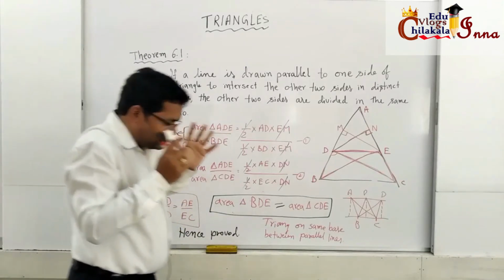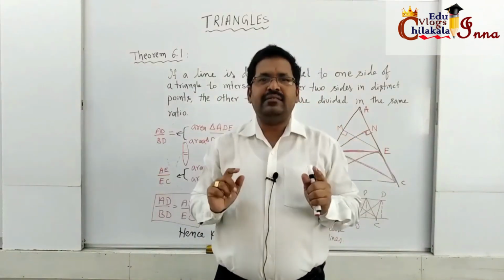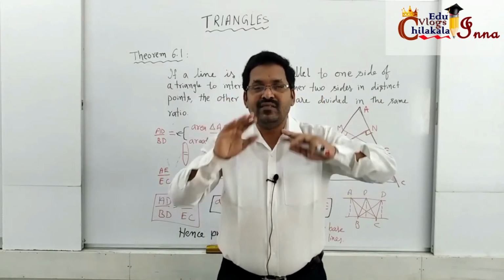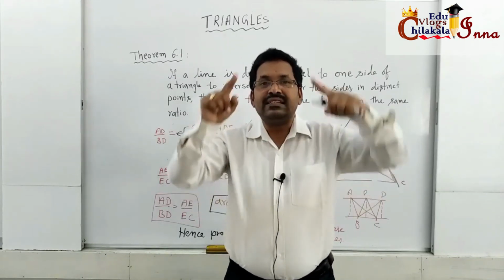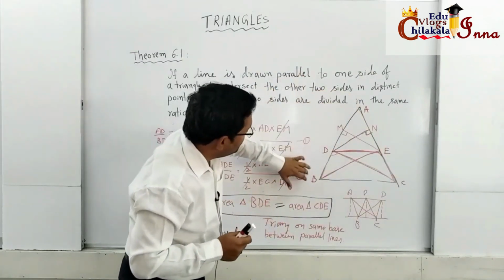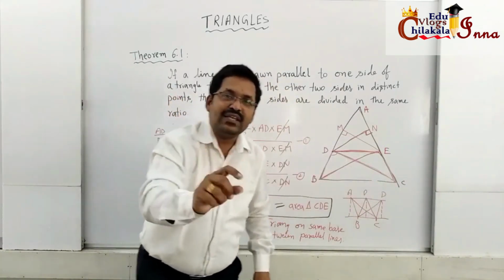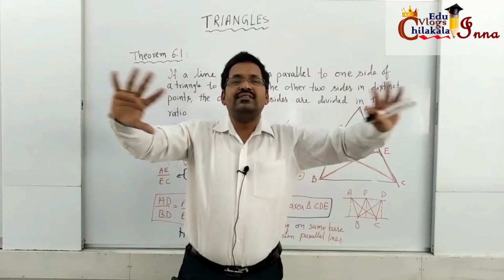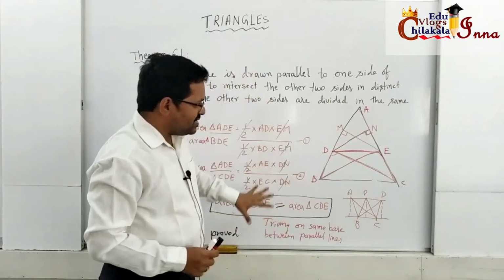So what is the crux of the theorem? There is a triangle and there is a parallel line. That parallel line is parallel to the third side. And if it is parallel to the third side, that particular parallel line will intersect the other two sides in equal proportion: AD by DB is equal to AE by EC. This is called the Basic Proportionality Theorem. If you understand this theorem, your whole triangle chapter is a cakewalk. Otherwise it will be difficult. And it is very easy to understand.